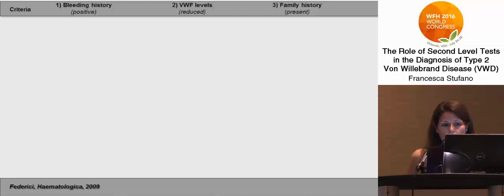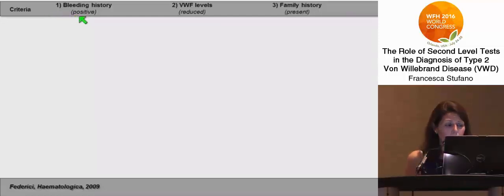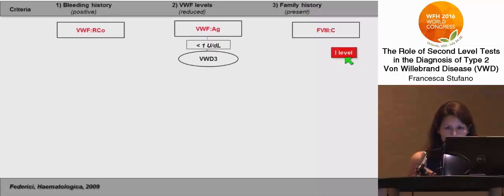In these slides, we are going to see the flow chart for von Willebrand disease diagnosis. Von Willebrand disease diagnosis is based on three fundamental criteria. The first one is the positivity of the patient's bleeding history. The second is the reduced von Willebrand factor levels. The third is the presence of bleeding family history.